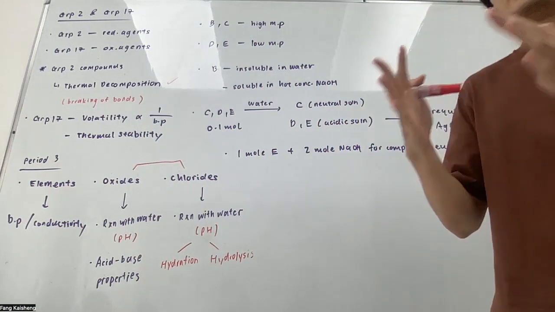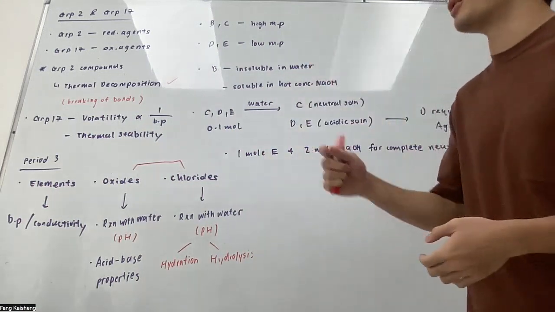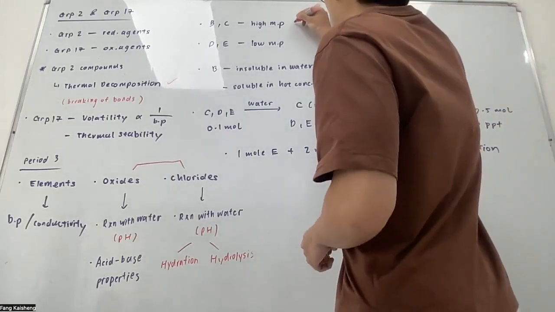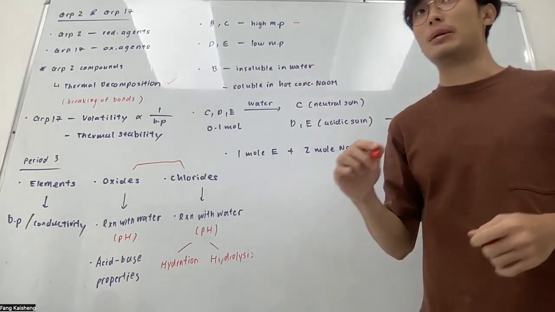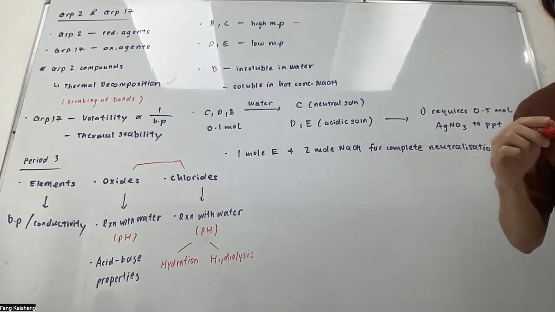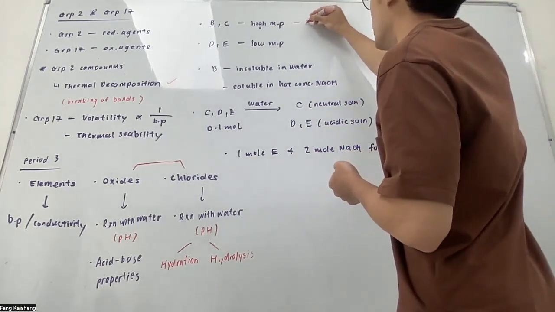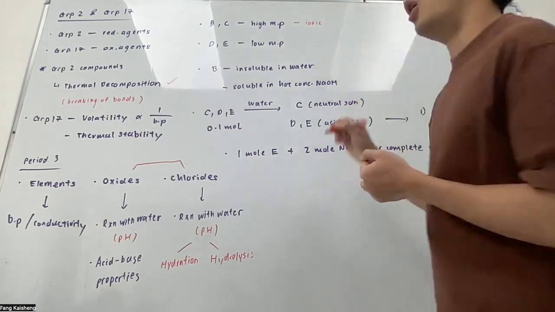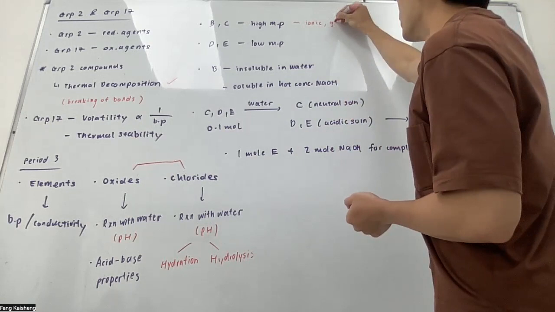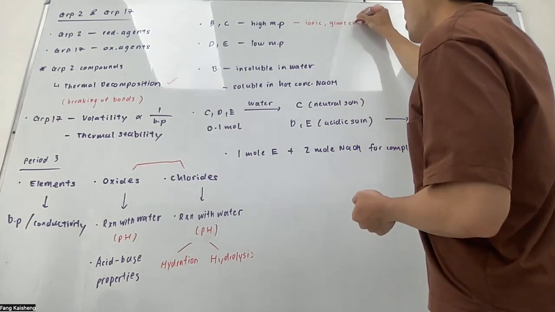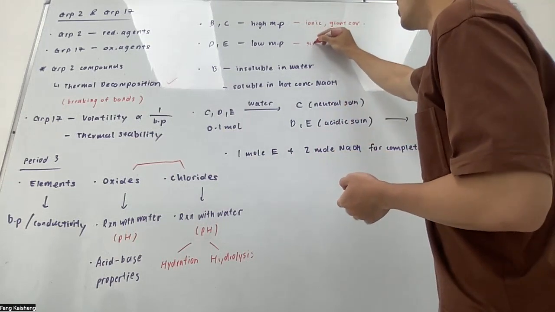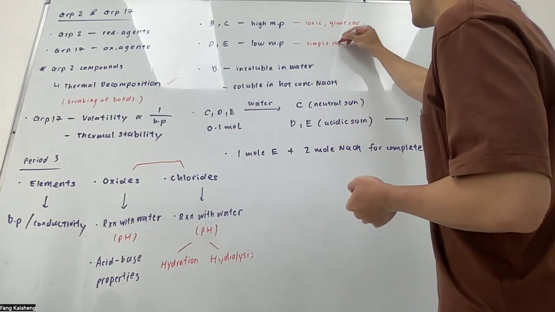Maybe we don't know the exact structure because there's so many structures. It could be an oxide, it could be a chloride, but you want to make a guess on that. Oxides and chlorides with high melting points have what kind of structure? It could possibly be ionic compounds. Or any other possible ones? Giant covalent, good. How about low melting points? We are looking at the simple molecular structures.